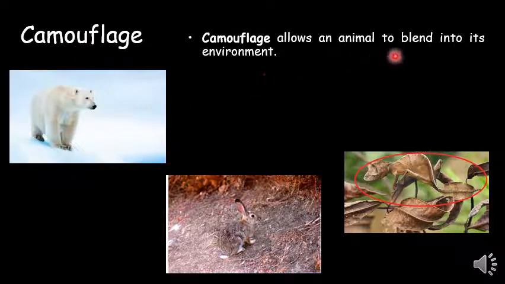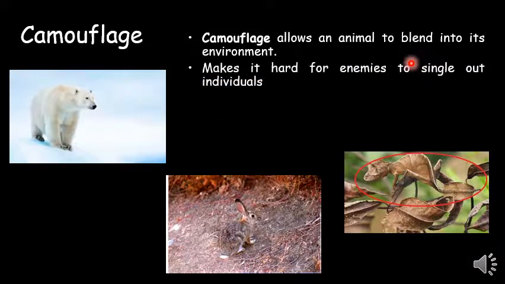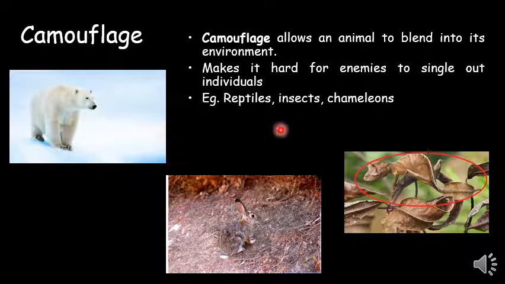Simply, this allows animals to blend into their environment, and it makes it very hard for other animals to single out these individuals. Examples are insects, chameleons and reptiles; many have this kind of adaptation, which helps the animal either avoid predation or hunt other animals. Take the polar bear: it has perfect camouflage, which makes it very hard for prey animals to detect it, so that it can easily go and hunt.